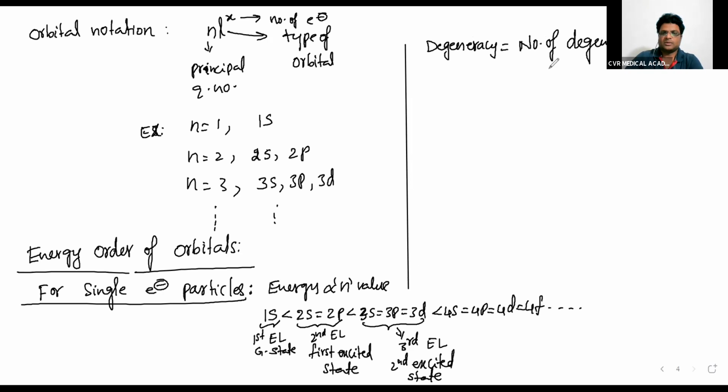Number of degenerate orbitals means number of orbitals having same energy. Okay, what it means, sir? For this single electron system, calculate that degeneracy.